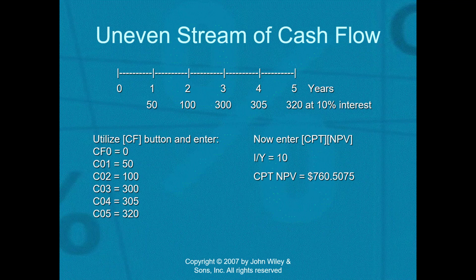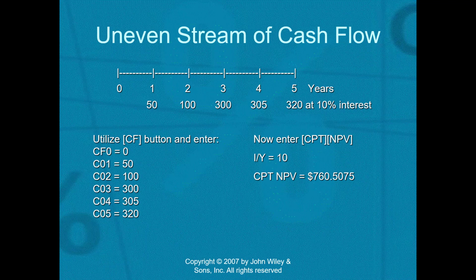Hit that scroll down again, and it says NPV equals. Hit the CPT key, and that will give you $760.50. All right, or 0.5075 as we have on the screen. So now you have computed a present value, a future value, an annuity due, and now your first net present value. So we've done 5 new calculations today.